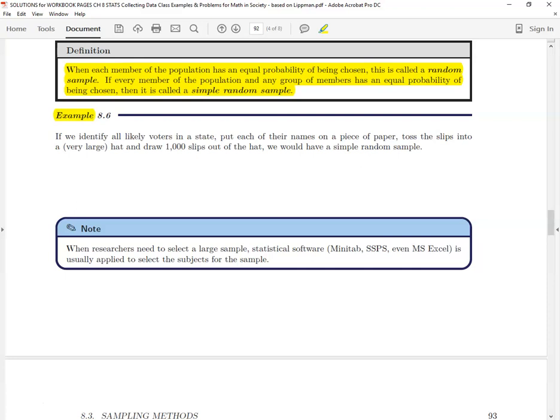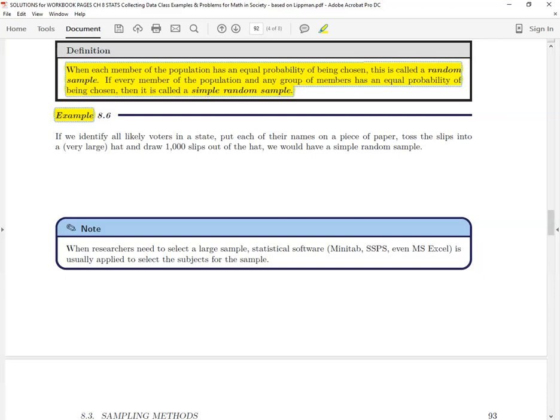Okay, so we're going to look at example 8.6 here. If we identify all likely voters in a state and put each of their names on a slip of paper, toss them into a very large hat, and draw 1,000 slips, then we would have a random sample. And the answer to that is true. I'll tip these in later, but I want you to compare that to the scenario given above.